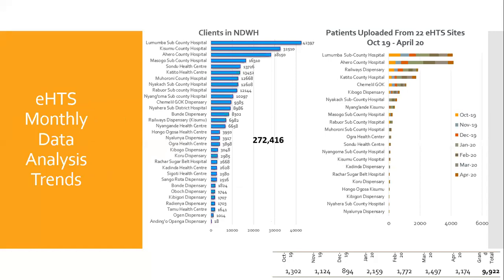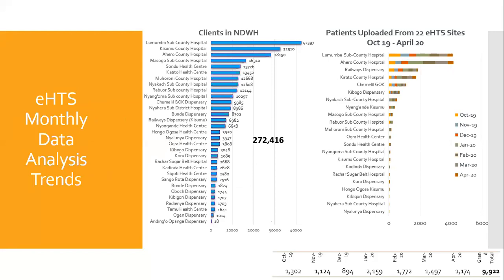So, as a program, since implementation of eHTS, we have uploaded a total of 272,416 records to the national data warehouse, and this is distributed per site, and the sites are based on the volume. So you can see sites with higher numbers, higher records, high volume sites, compared to the mid volume and the lower volume sites.